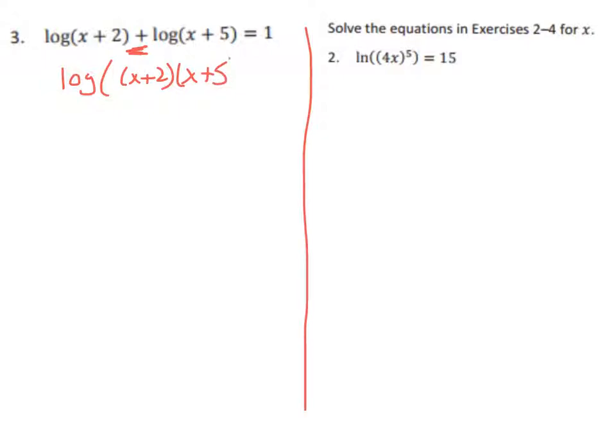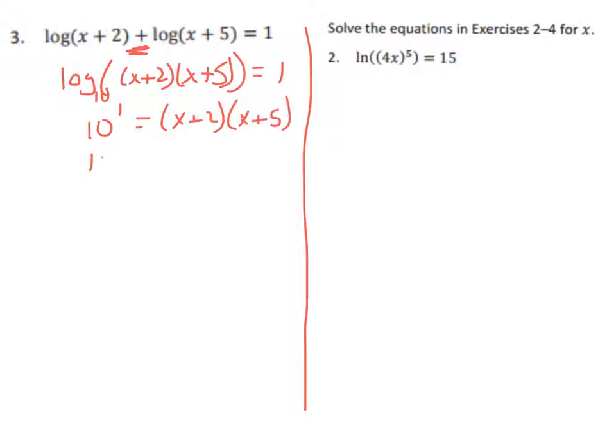That's how I pull it out of the log. Remember, adding is the same thing as multiplying, or when we go the other direction, we multiply. So equals 1. All right. Now what happens is basically they're taking the log of both sides. Actually, we're not taking the log of both sides. We're doing 10. Remember, base 10 right here. Raised to the 1 on the other side will equal the x plus 2 times x plus 5.